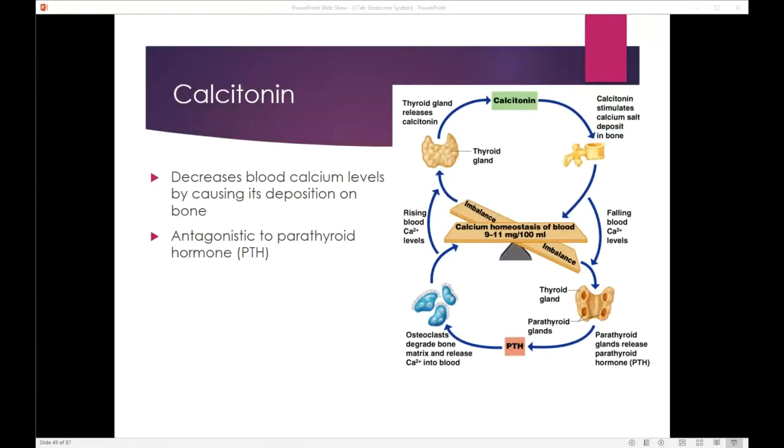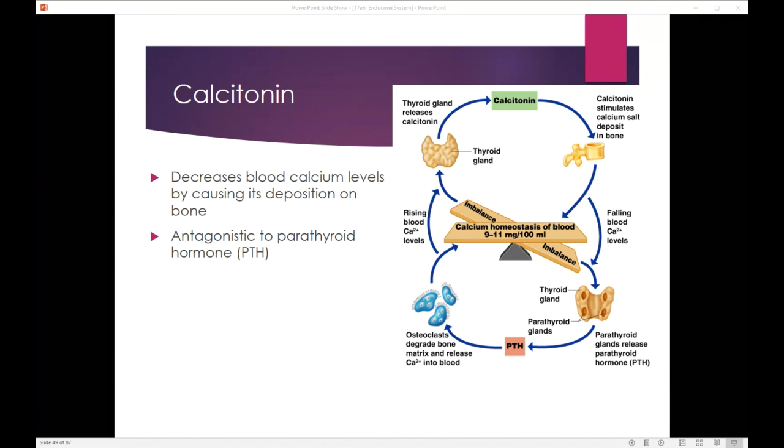All right, guys, this is part two of the endocrine system, and we're going to just keep going, talking about calcitonin and PTH. So, calcitonin, you can see up here at the top. Calcitonin is actually released by the thyroid gland, and it does that in response to rising blood calcium levels. So, the thyroid gland is going to release calcitonin. The calcitonin is going to stimulate the calcium salt deposits into the bone.